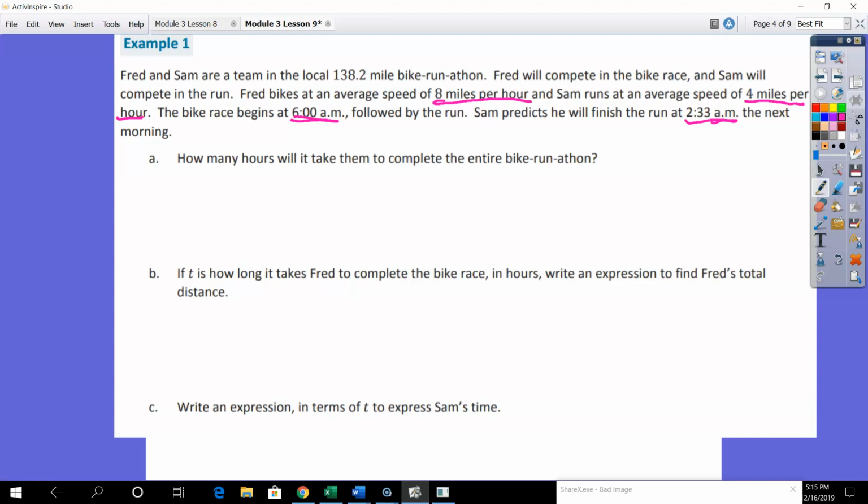Okay, so the bike race is starting at 6 a.m. So let's look at from 6 a.m. to 6 p.m. is 12 hours. And then from 6 p.m. to 12 p.m.